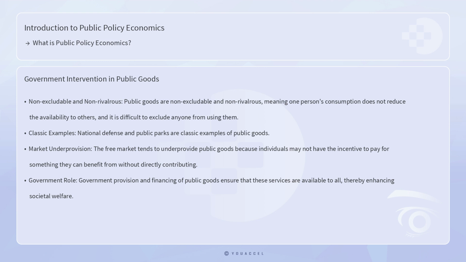The free market tends to underprovide public goods because individuals may not have the incentive to pay for something they can benefit from without directly contributing. Government provision and financing of public goods ensure that these services are available to all, thereby enhancing societal welfare.